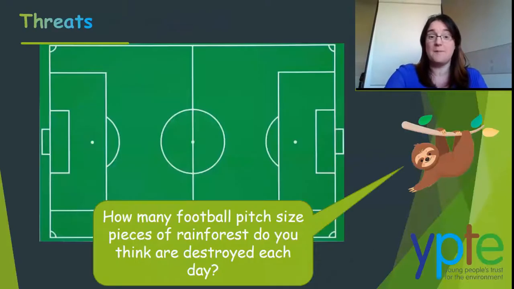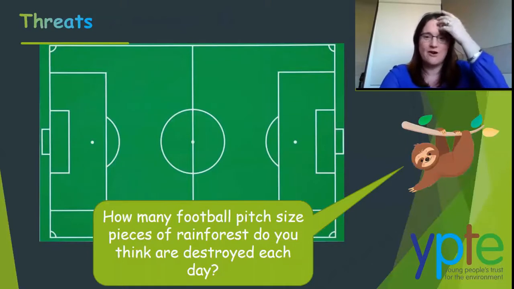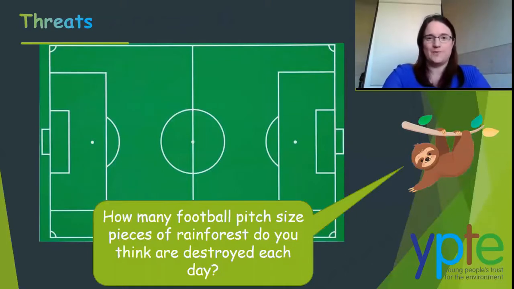But we talked yesterday about the fact that the rainforest tribes were in danger and the rainforest itself is in danger. So here's a picture of a football pitch. Try and imagine a football pitch now. Maybe you've got a football pitch on your field at school. How many football pitch-sized pieces of rainforest do you think are destroyed in one day? So a football pitch is pretty big, isn't it? Have a guess now. What do you think? Well, let's see, shall we?